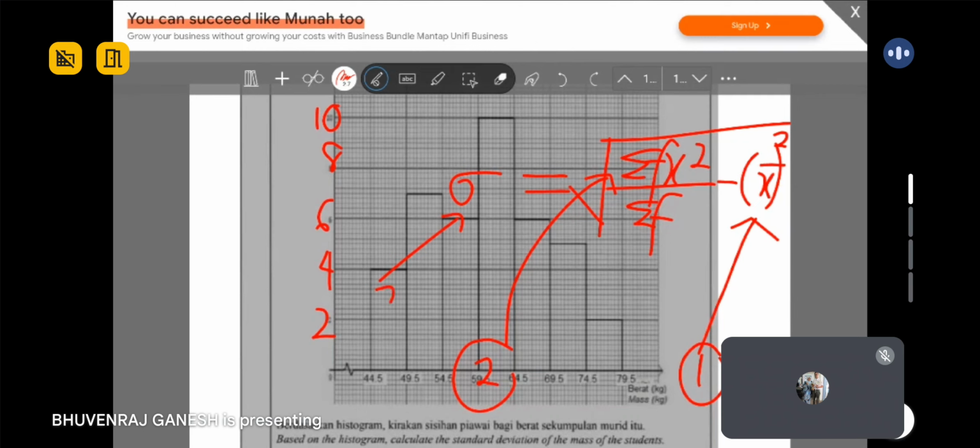This one is the last step. So this is how you must think in the exam. Kena fikir macam ni. Cari mean, cari sum of fx square, cari standard deviation. Something like that.